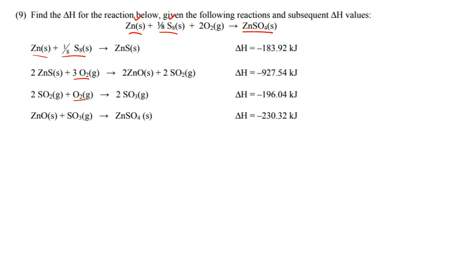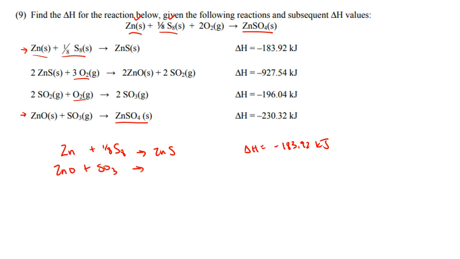Zinc sulfate needs to go into the products, and so I see that right here. So I'm going to go ahead and start with these 2 reactions. I have zinc and 1/8 of sulfur, zinc sulfide. That delta H is going to stay right where he is. This guy, zinc oxide and sulfur trioxide, zinc sulfate. Delta H is going to be a negative 230.32.